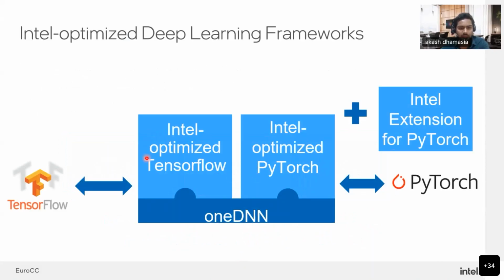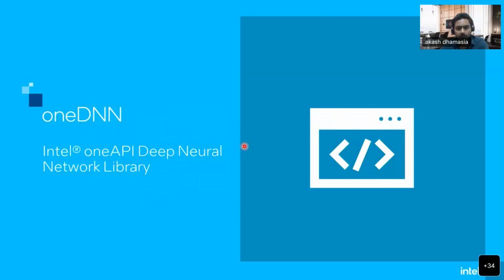Basically, we have Intel optimized TensorFlow, Intel optimized PyTorch, and we also give you an add-on functionality in the form of Intel Extension for PyTorch. So let's talk about oneDNN, which is actually doing all the work in the backend of all the frameworks that you have, PyTorch and TensorFlow, and how it is optimizing your applications on the Intel architecture. So let's go deep into this.